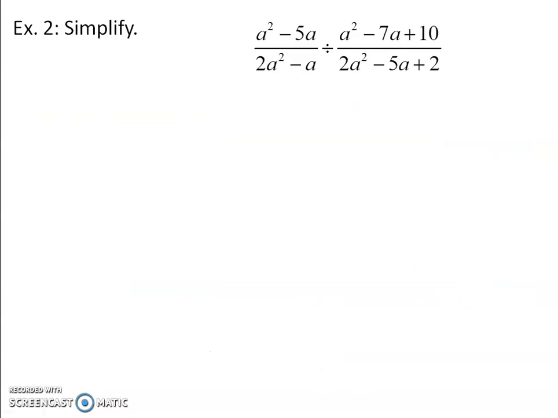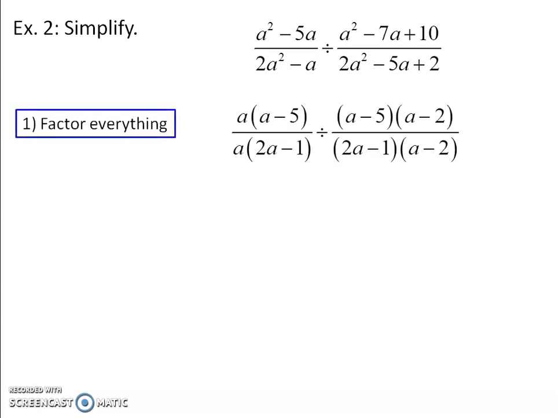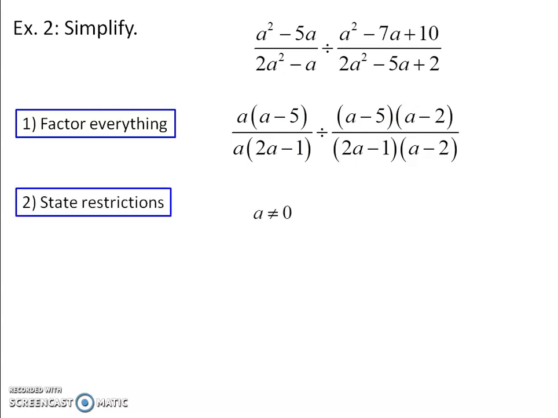So if you want to try example 2, this one is a division. Again, if you'd like to pause for a moment to factor everything, that would be great practice. I'm going to skip right to the factored version. Factored, this looks like this. I factored everything there. I would state restricted values, which in this case, a can't be equal to 0. A cannot be equal to 1/2. That's the same one here, so I only need it once. And also a cannot equal 2. I only work from the denominator.